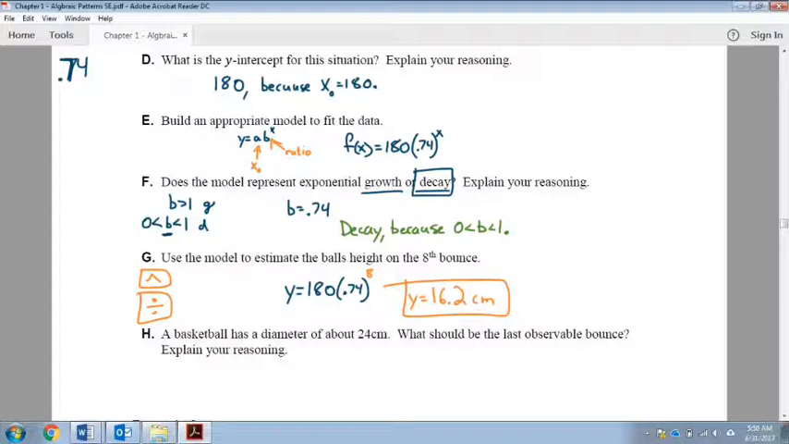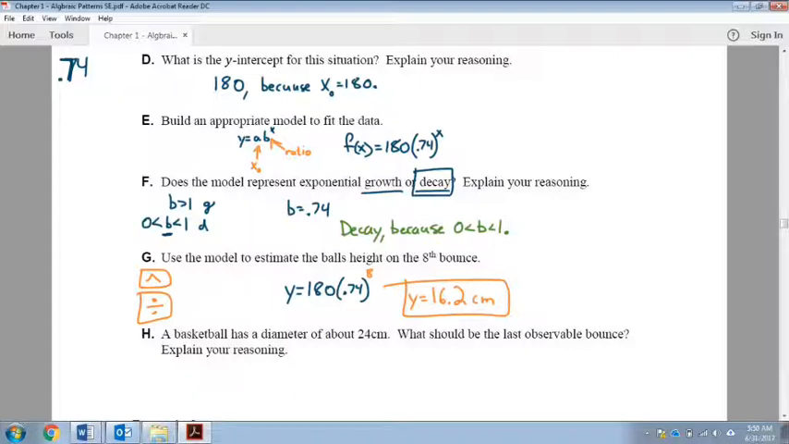A basketball has a diameter of about 24 centimeters. What should be the last observable bounce? Well, I can't really back up and go, oh, I can. I got it right here on page. I got this thing printed out because I am ready to go.